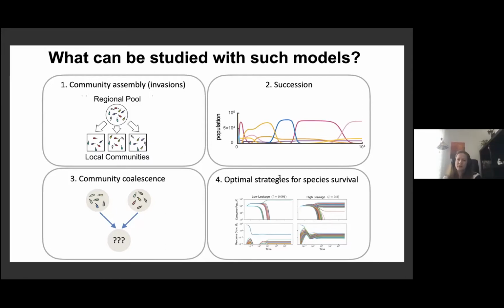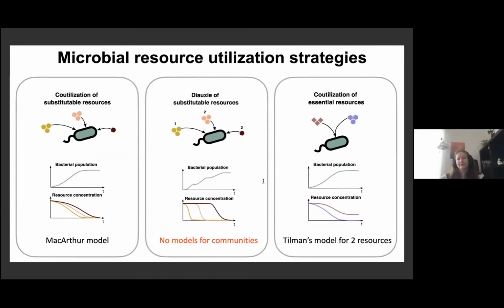And of course, a large portion of this research goes into studying what the optimal strategies are for microbes to grow under different conditions, what parameters can affect your model, and so on. And the core assumption for all consumer resource models is obviously how exactly your microbes will utilize resources.